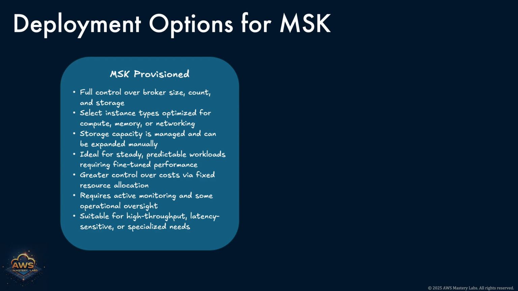This deployment model is particularly well suited for steady, high-volume workloads where performance predictability and granular control are critical, such as financial trading platforms, real-time analytics systems, or industrial IoT networks. MSK provisioned clusters require active monitoring of metrics like CPU utilization, disk throughput, partition distribution, and consumer lag. While Amazon MSK automates much of the undifferentiated heavy lifting, customers are still responsible for scaling decisions, right-sizing resources over time, and ensuring that the cluster remains optimized for cost and performance as workloads evolve.